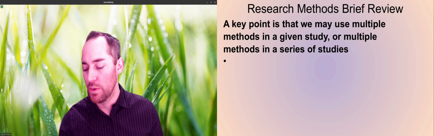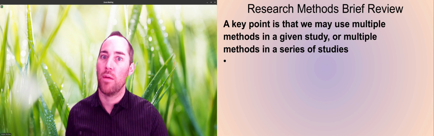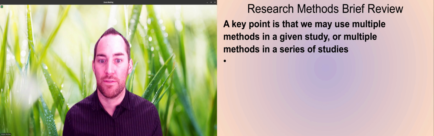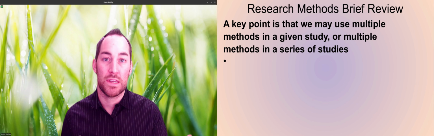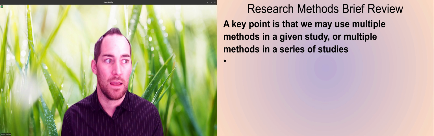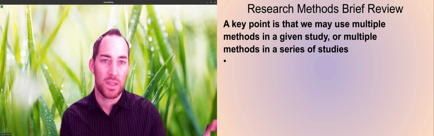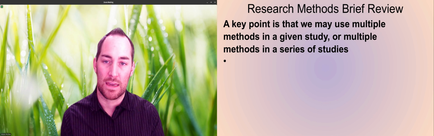With this, a key point, and I've kind of brought this up multiple times today, is that when we are doing a study, when we're investigating variables, when we're trying to understand and solve problems, or just understand variables, we might use multiple methods in any given study. We might use interviews as well as surveys in an experiment. Or we might use multiple methods in a series of studies. So most of the papers that I've written and published have multiple studies, like study 1, 2, and 3, study 1, 2, 3, 4, 5, things like that.